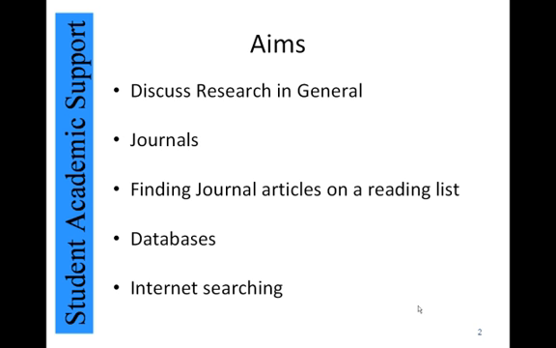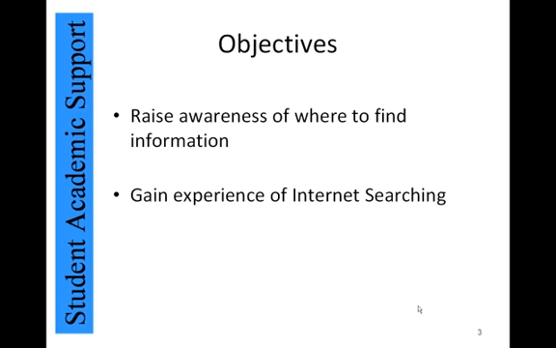The aim of this presentation is to look at the various types of research that you may have to conduct during your academic career. We will look specifically at journals and databases before ending with internet research. The objectives of this session are to raise awareness of where to find information and to give you some experience of internet research.